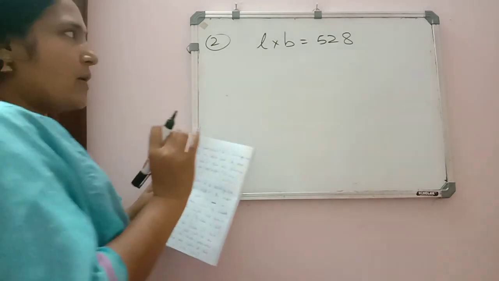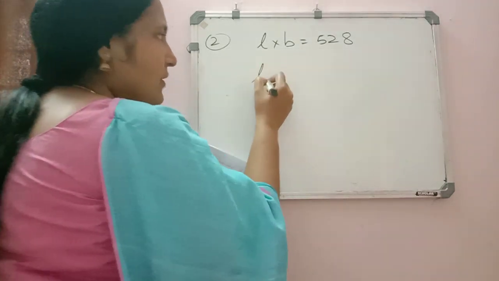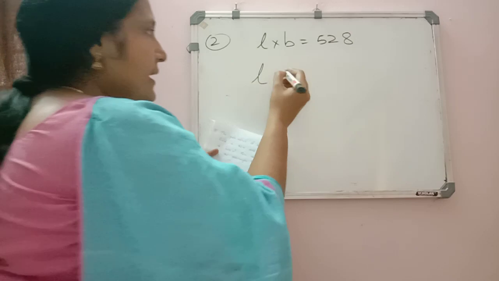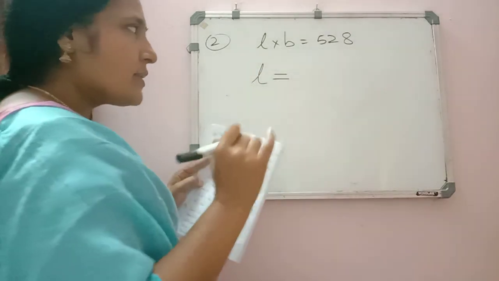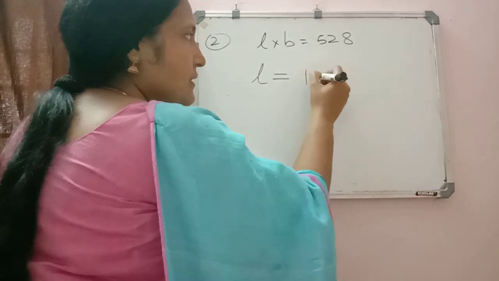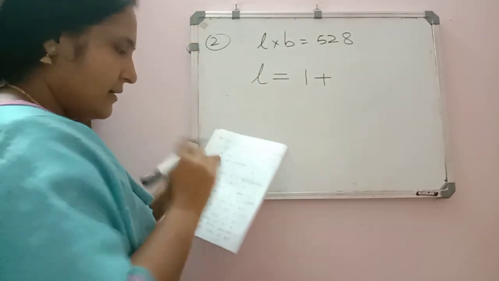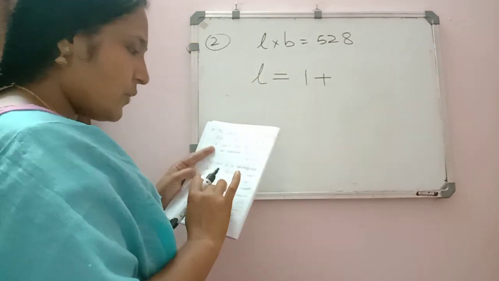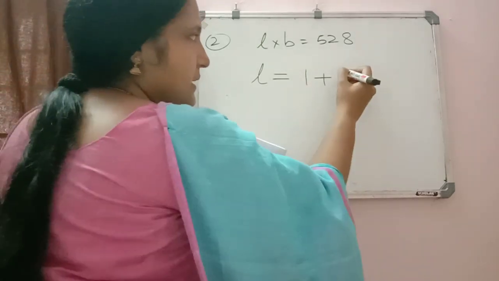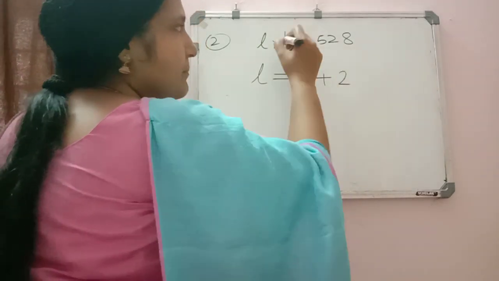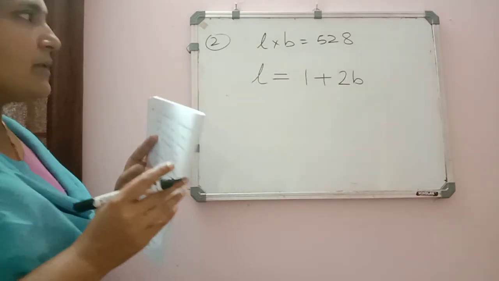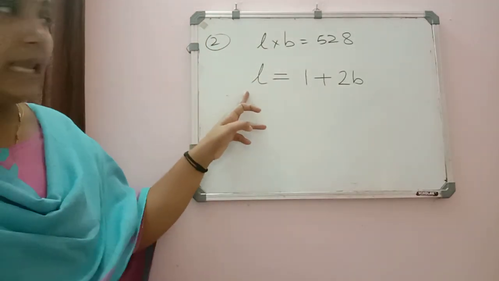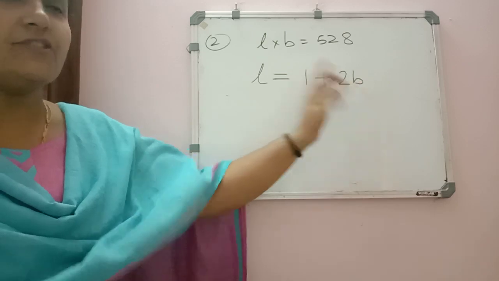Length of the plot is L. L is equal to 1 meter more than, and 1 meter more than means addition. 1 meter more than twice its breadth. Twice means 2 times its breadth, and breadth we have taken as B. So our equation will be L is equal to 1 plus 2B.